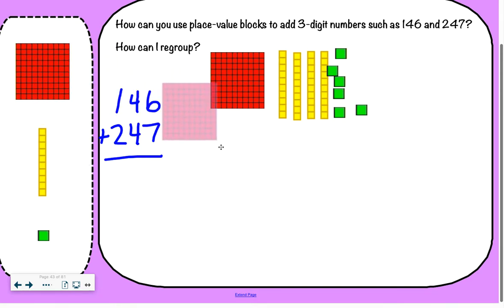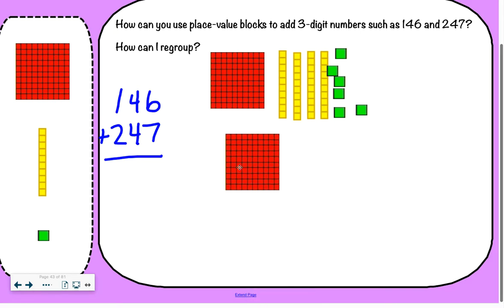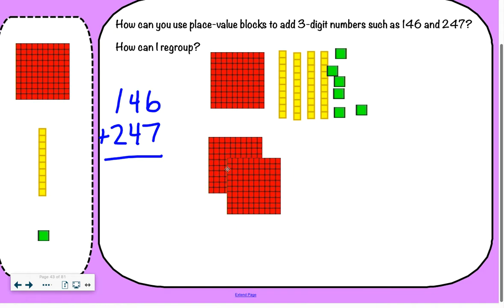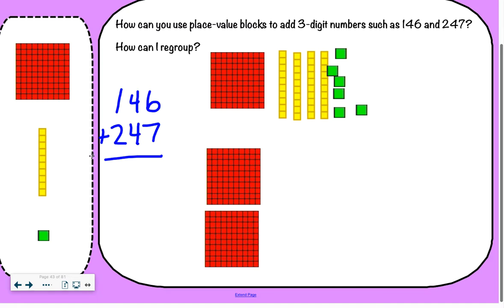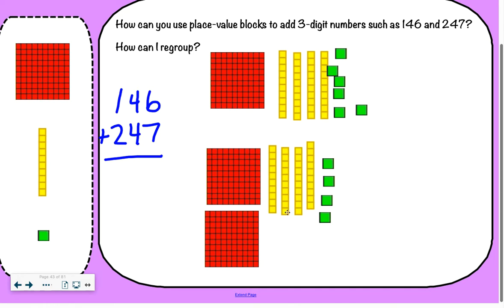So I have 100, 100, 200, and then 4 tens, 10, 20, 30, and 40. All right. And then I have 7 ones. So 1, 2, 3, 4, 5, 6, and 7.